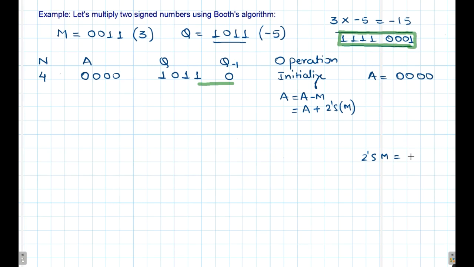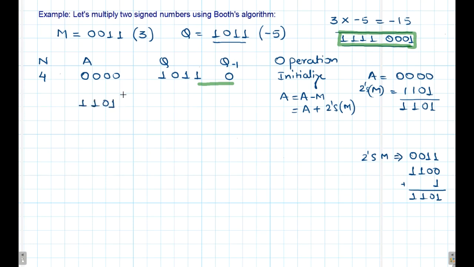So M is 0011. First we need to take the 1's complement, so 1100, and adding 1 to it gives the 2's complement equivalent. So this is 1101, that is the 2's complement of M. Adding it, 1101 is the final result. So we are going to write this value 1101 under the A column.